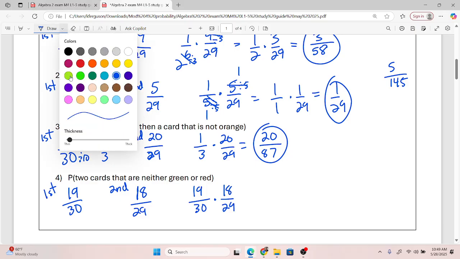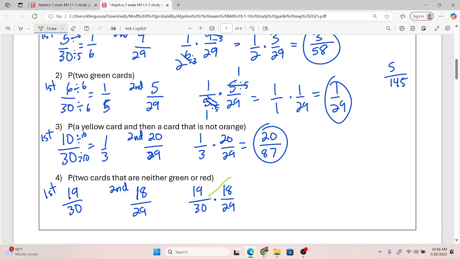Now, while I couldn't reduce before, say it with me, butterfly. Okay, I guess don't say it with me, butterfly.